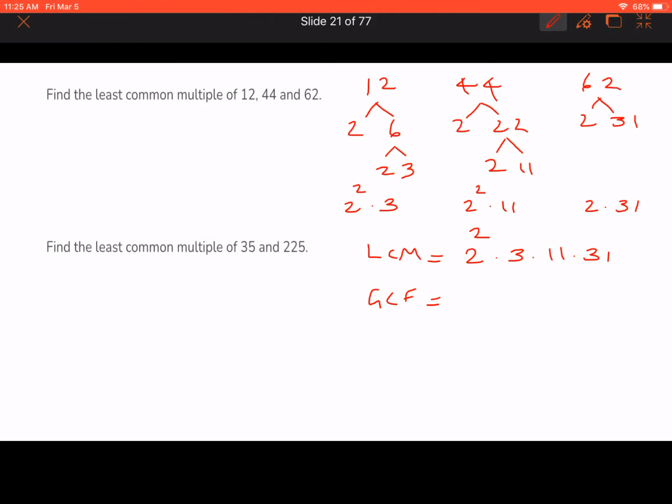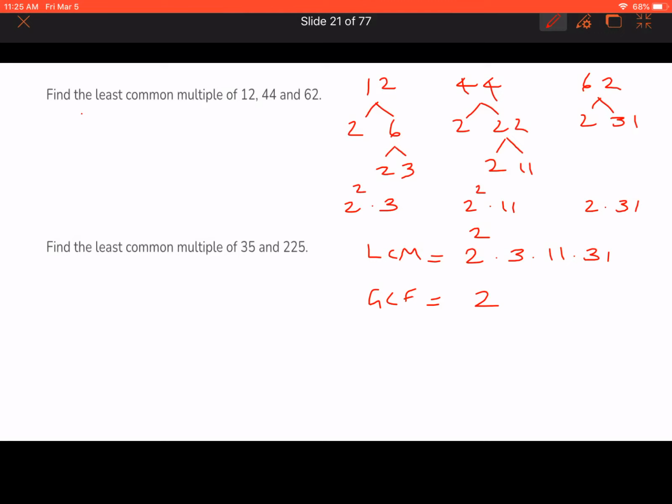To find the GCF, or the highest common factor, HCF, we have to write only the factors that are common. So 2 is the number that is common. 2 square is there for 2 numbers, 12 and 44, whereas only one 2 is there in case of 62. Right?